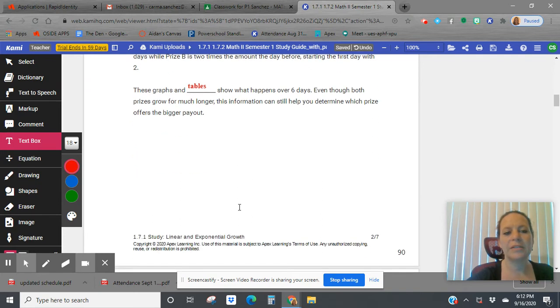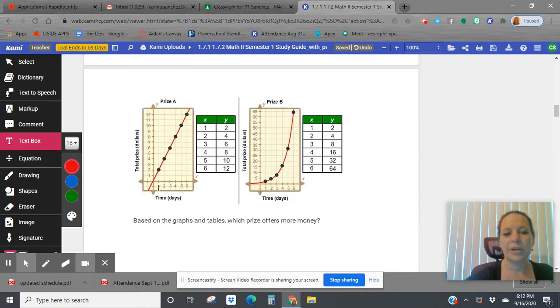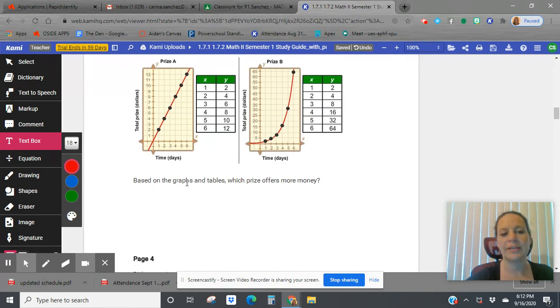Even though both prizes grow for much longer, this information can still help you determine which prize offers the biggest payout. So here we have prize A and here we have prize B. Notice one is linear and one is exponential, or one is an arithmetic, adding by the same number, and one is a geometric. Let's go see what they're asking us about it.